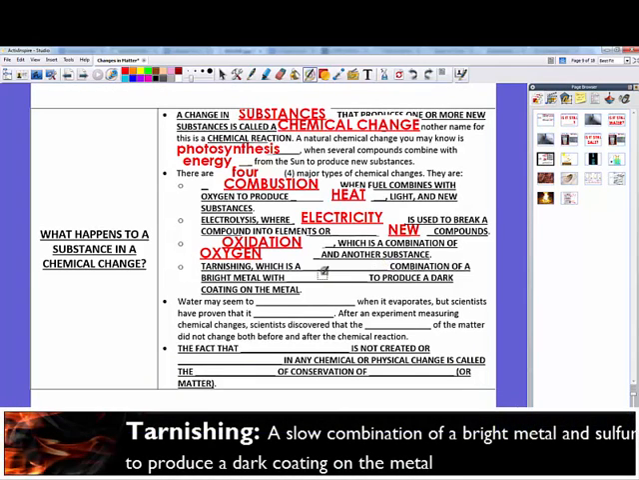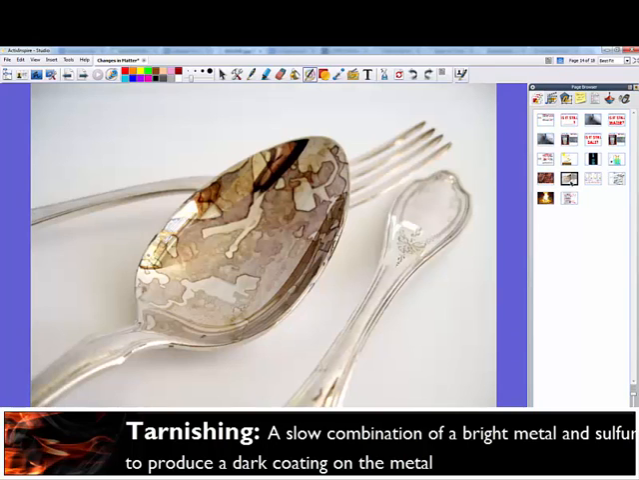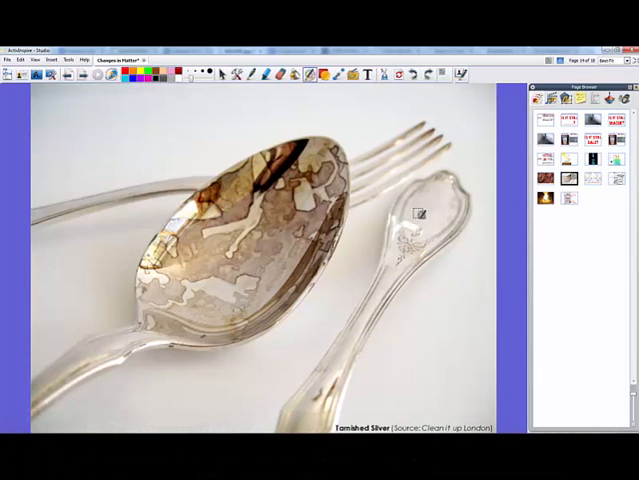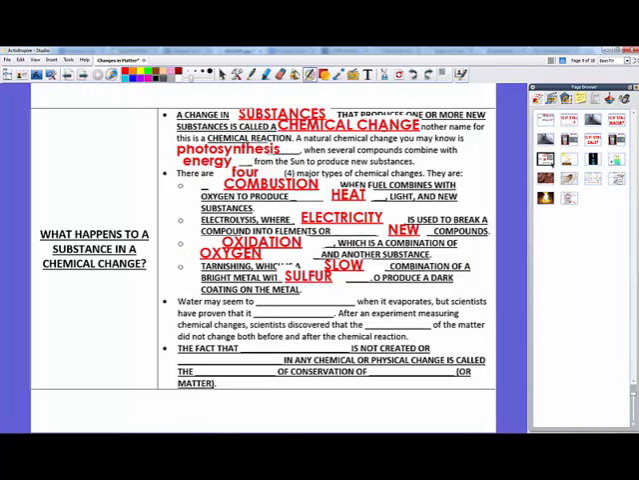Finally, tarnishing. Tarnishing is a slow combination of a bright metal with sulfur to produce a dark coating on the metal. And you and your family might have some fancy dishware or something like that, and over time it starts looking like this, all stained and stuff. This is what we call tarnishing, and this is how it would normally look in silver, but the sulfur has reacted to form this covering. It's kind of like rusting, but it involves different elements, so it's a little bit different.